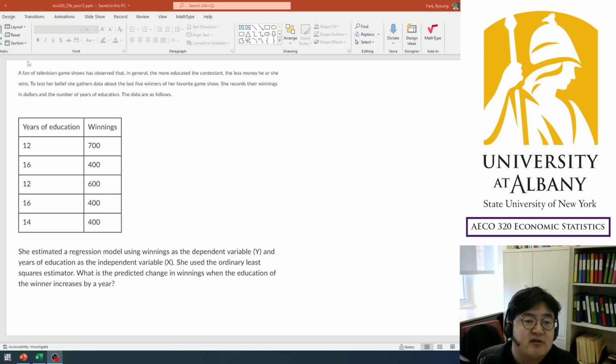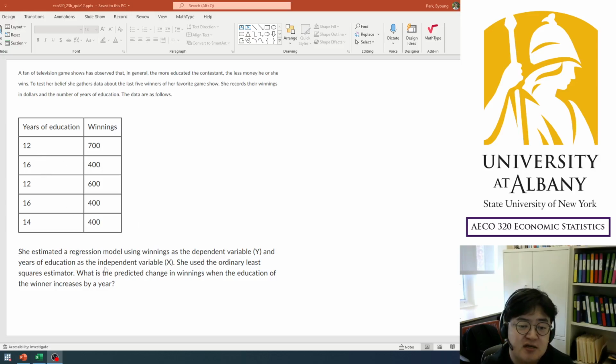A fan of television game shows has observed that, in general, the more educated the contestant, the less money he or she wins. To test her belief, she gathers data about the last 5 winners of her favorite game show. She records their winnings in dollars and the number of years of education. The data are as follows. Right, data, 5 observations.